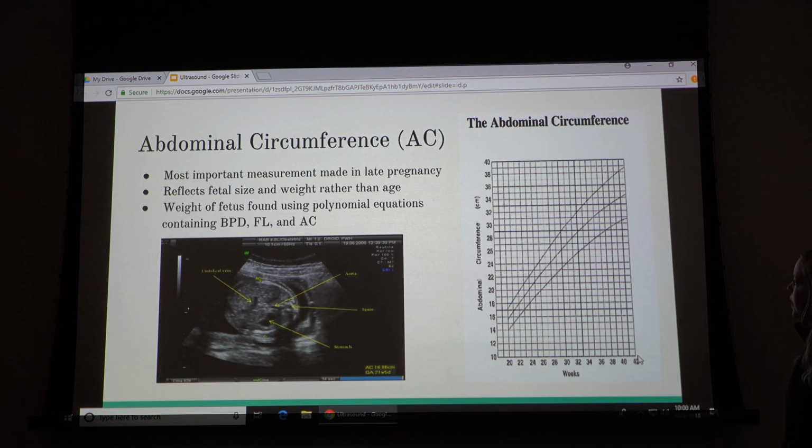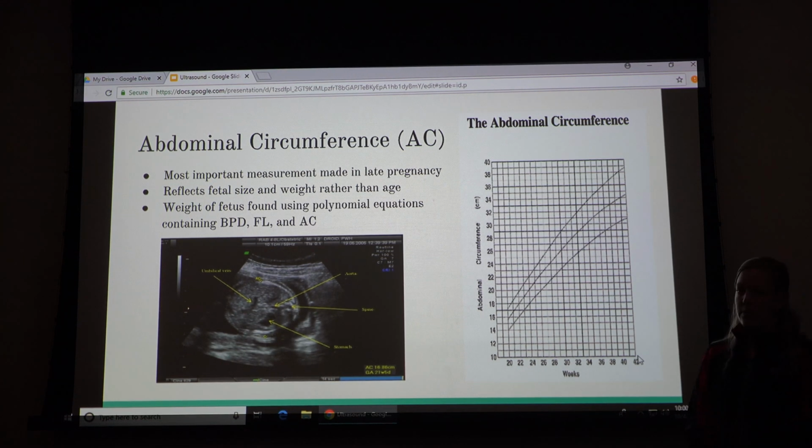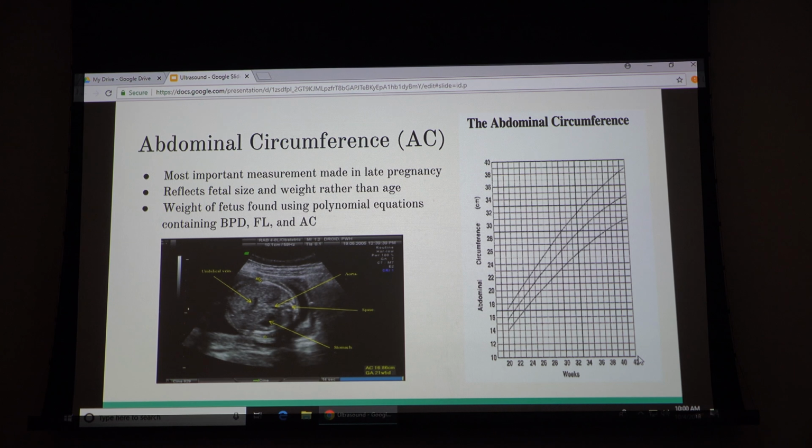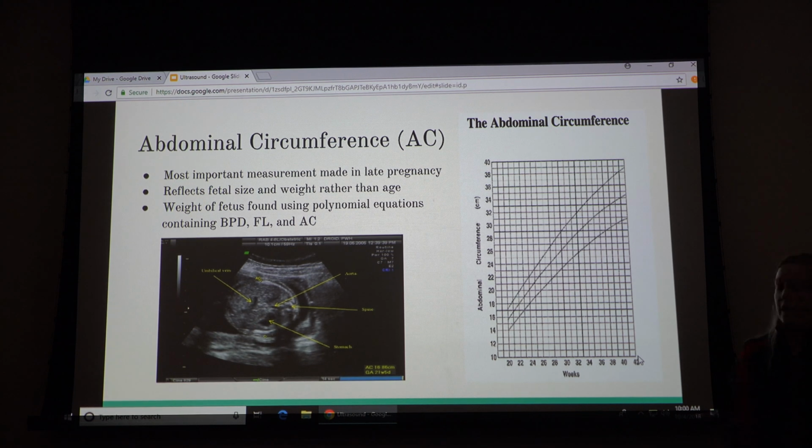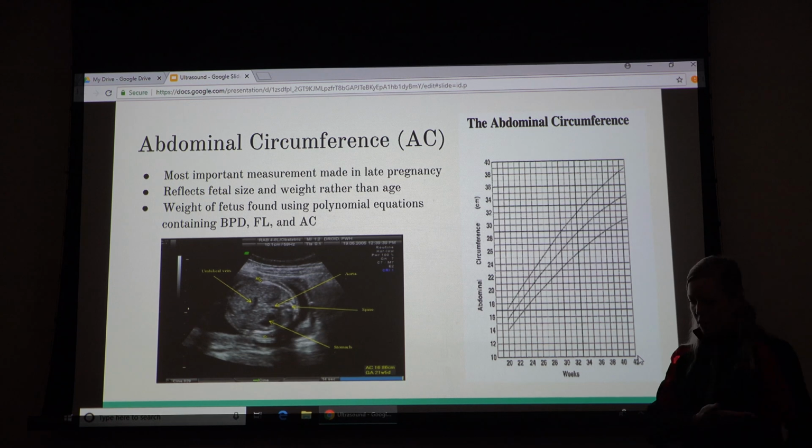And now we have the abdominal circumference, or AC. So this is the most important measurement made in late pregnancy. It reflects the fetal size and weight rather than age. So weight of the fetus is often found using a polynomial equation containing the biparietal diameter, the femur length, and the abdominal circumference.